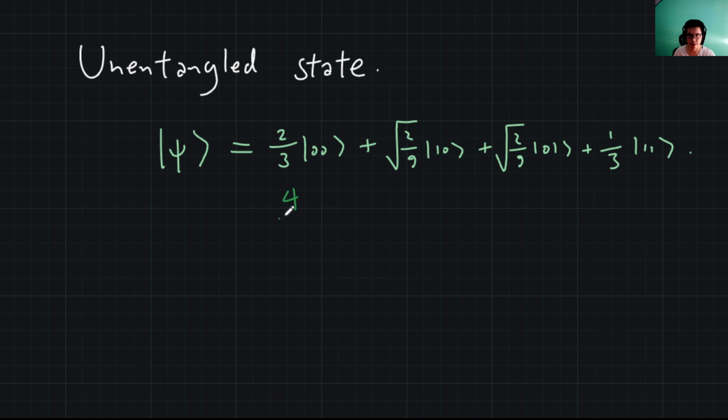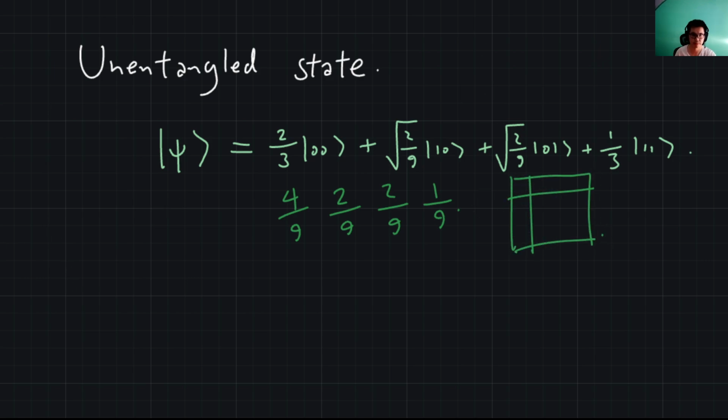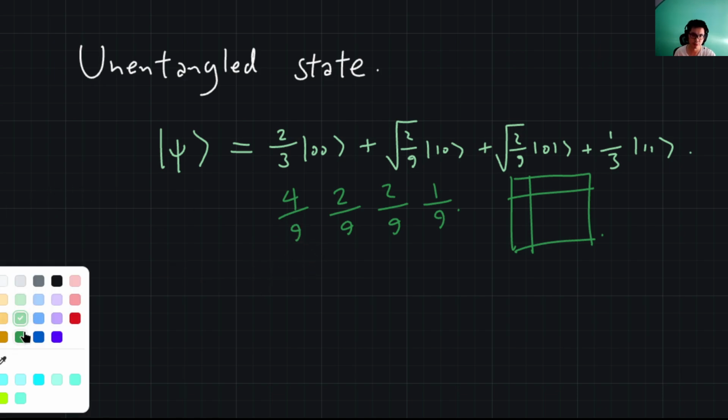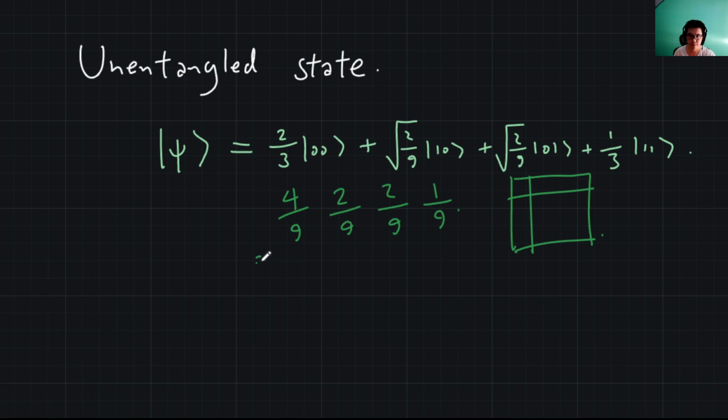So we have 4/9, 2/9, 2/9, and then 1/9 over there. So it looks like the square looks like that. We now examine the probabilities. So the probability of 00 is 4/9. So probability of 00, probability of 10, probability of 01, probability of 11.